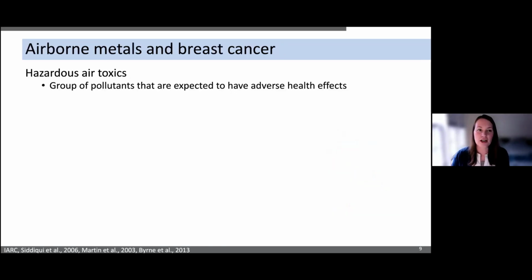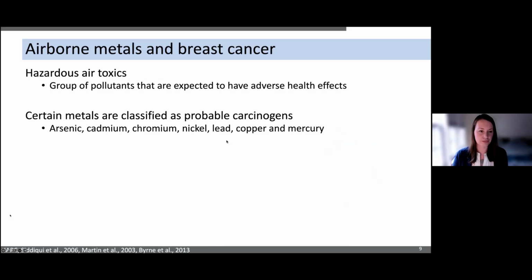So for the first thing I'm going to talk about today, we focus on the association between airborne metals in relation to breast cancer risk. Airborne metals belong to a group of pollutants called the hazardous air toxics. These are pollutants that are expected by the EPA to have adverse health effects due to what we know about their chemical compounds in vitro and in vivo.